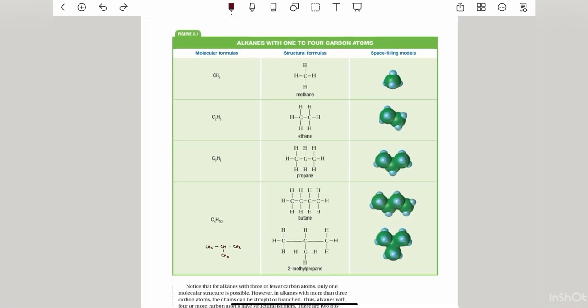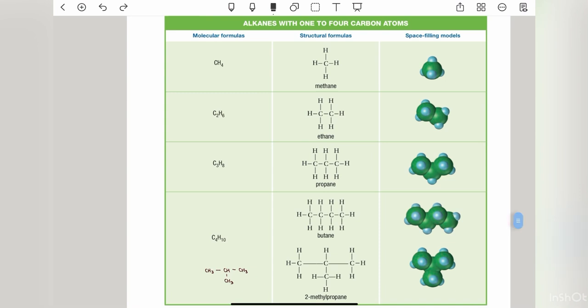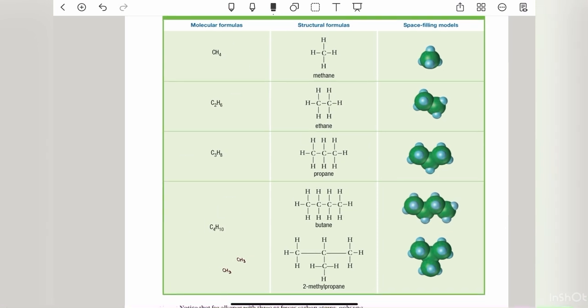Now let's have a look at figure 2.1 as we were asked to do. Here we see the molecular formulas and then structural formulas and the three-dimensional models. So CH4 is methane, and here we can see its structure. All four hydrogen atoms circle the single carbon atom.